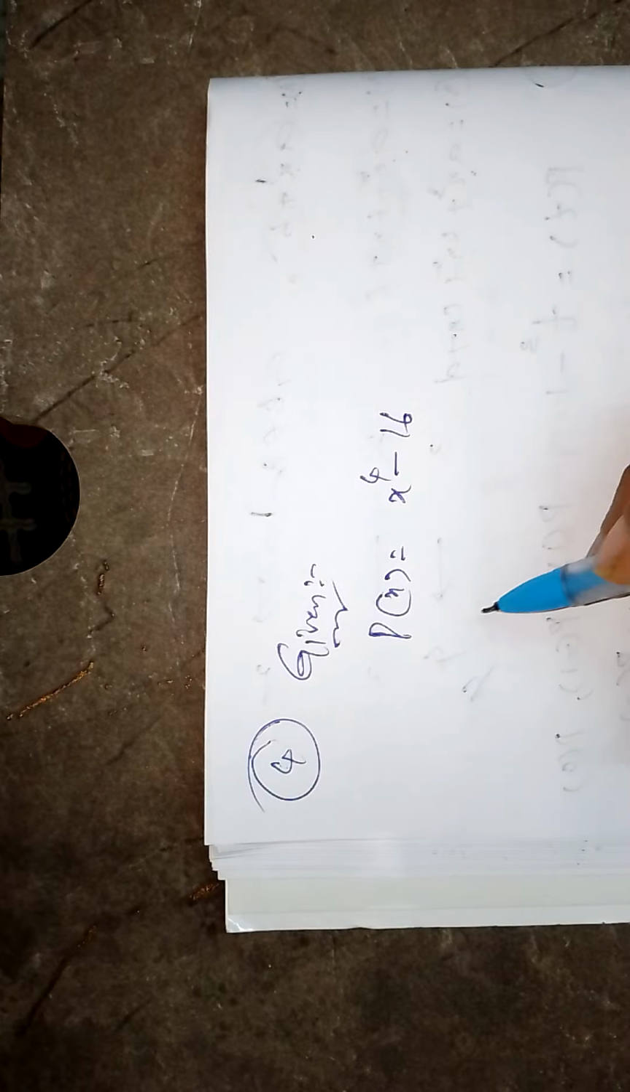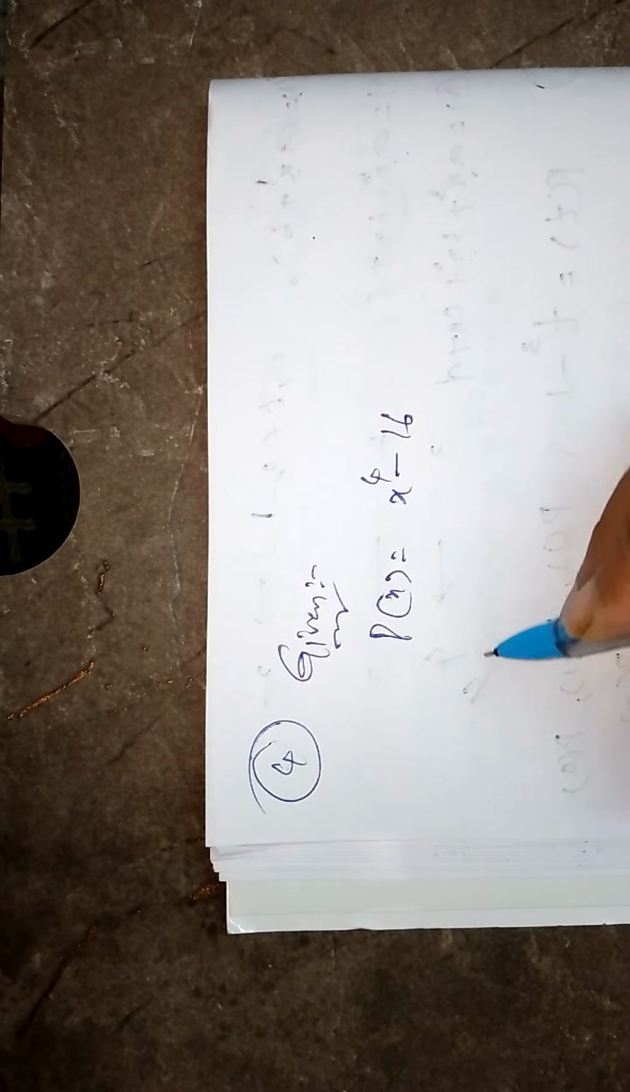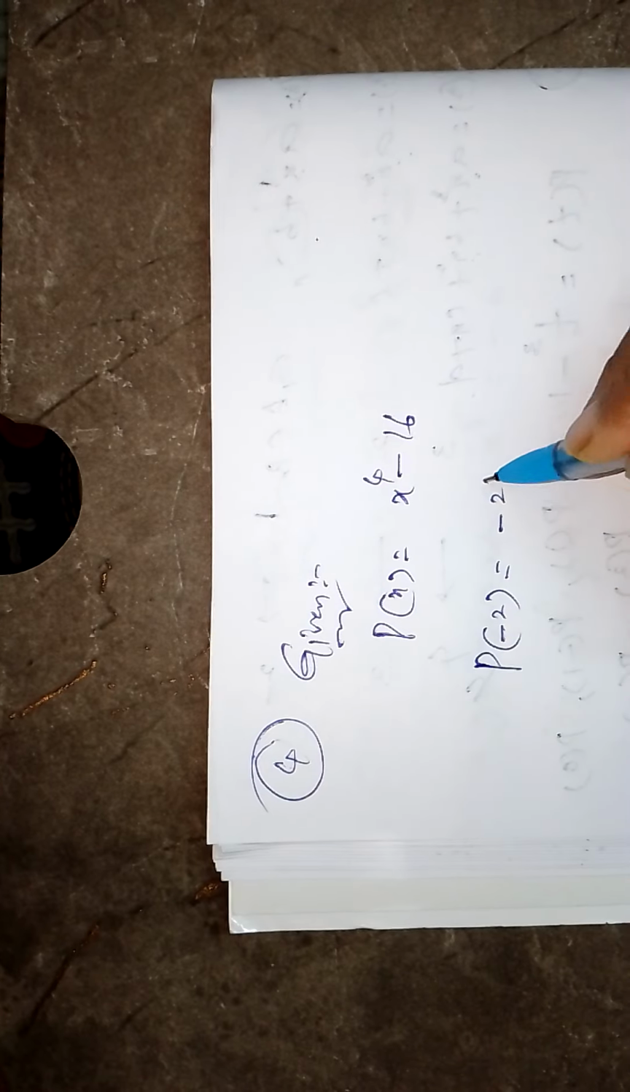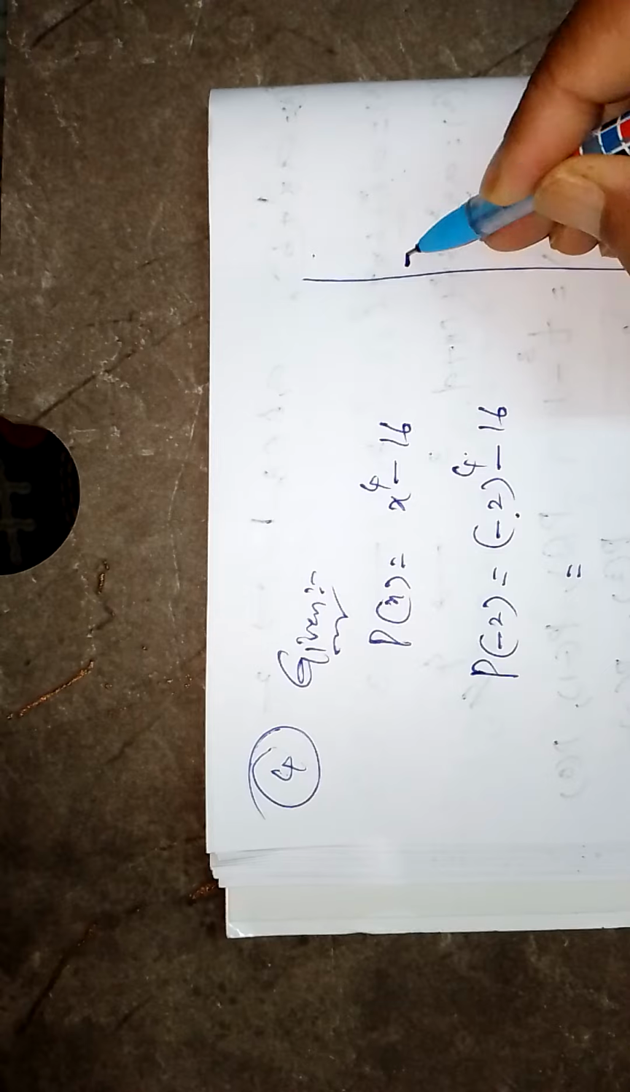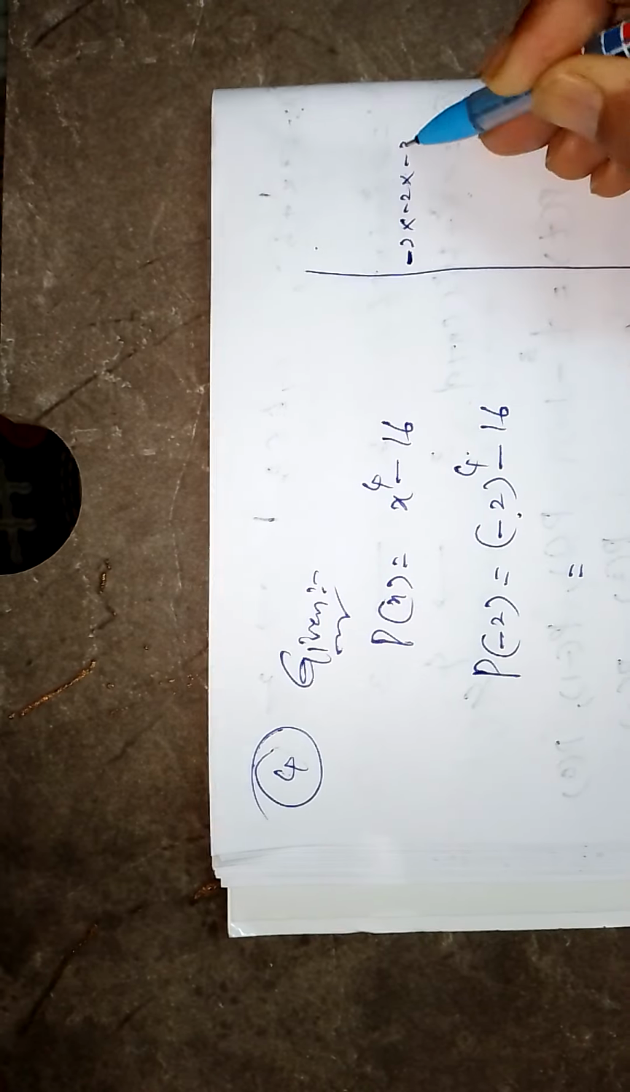Now I have to replace x by minus 2 and plus 2. Okay, p of minus 2, first I replace x by minus 2. Minus 2 whole power 4 minus 16. So minus 2 whole power 4 is: whatever the base is here, the power mentioned, that number of times should be multiplied, minus 2 into minus 4 times.